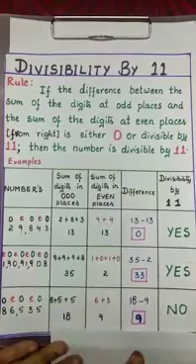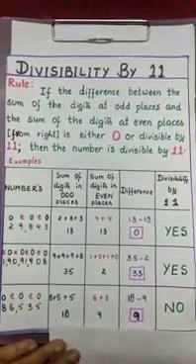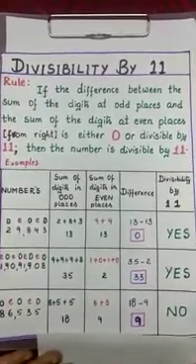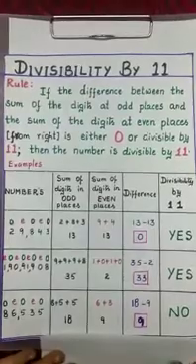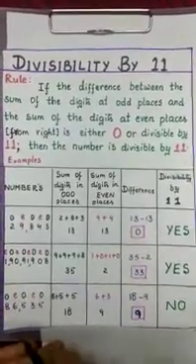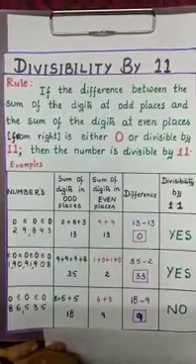Children, are these rules interesting? Using these rules, we can easily say whether a number is divisible by a given number or not without actual division. If you want to check, you can check by actual division. If the remainder is 0, then the number is divisible. If not, it is not divisible.